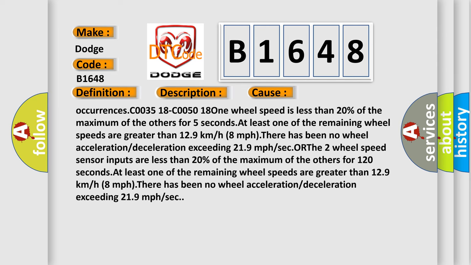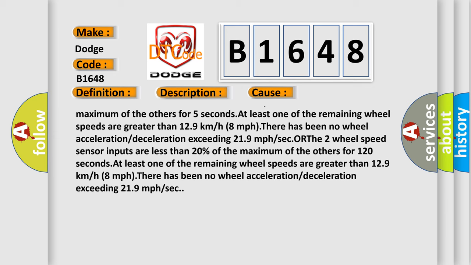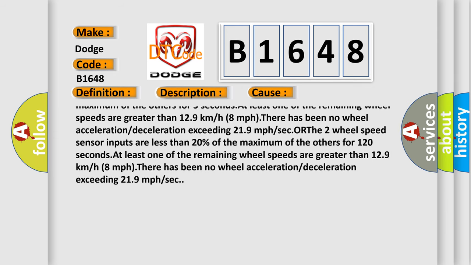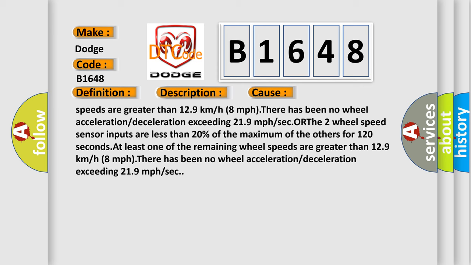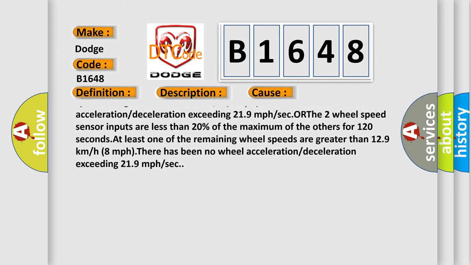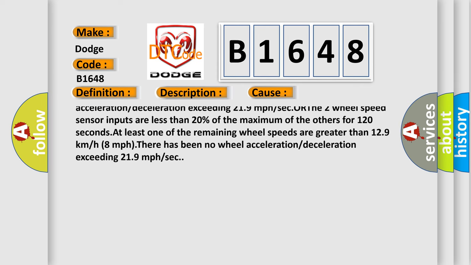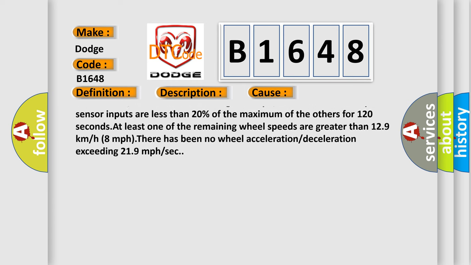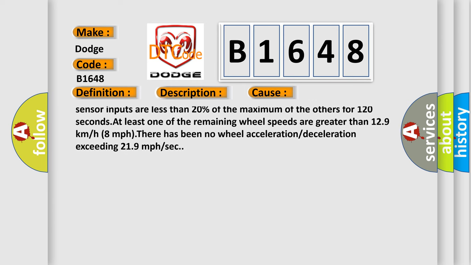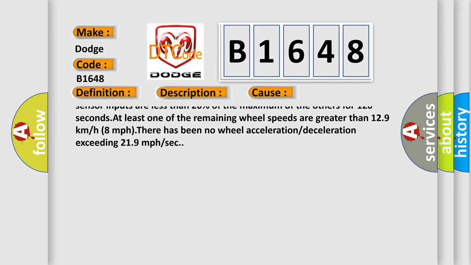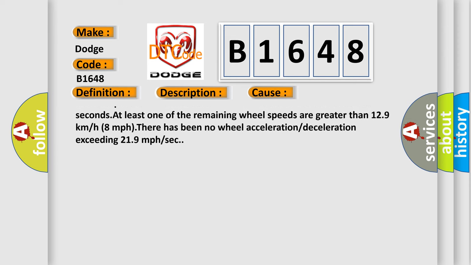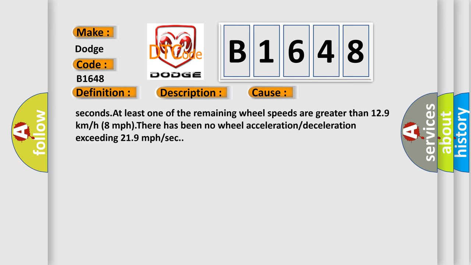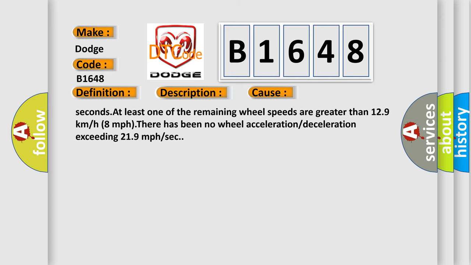One wheel speed is less than 20% of the maximum of the others for 5 seconds. At least one of the remaining wheel speeds is greater than 129 km per hour, 8 mph. There has been no wheel acceleration or deceleration exceeding 219 miles per hour per second. Or the two wheel speed sensor inputs are less than 20% of the maximum of the others for 120 seconds. At least one of the remaining wheel speeds is greater than 129 km per hour, 8 mph. There has been no wheel acceleration or deceleration exceeding 219 miles per hour per second.